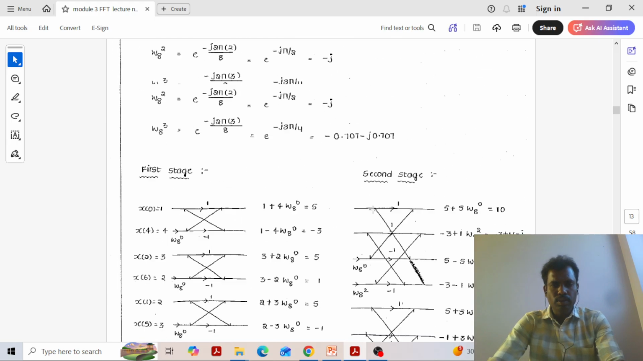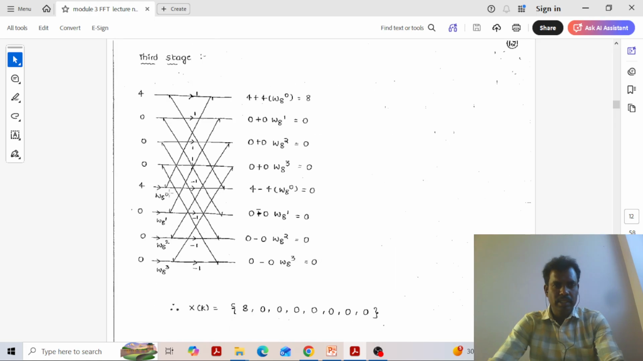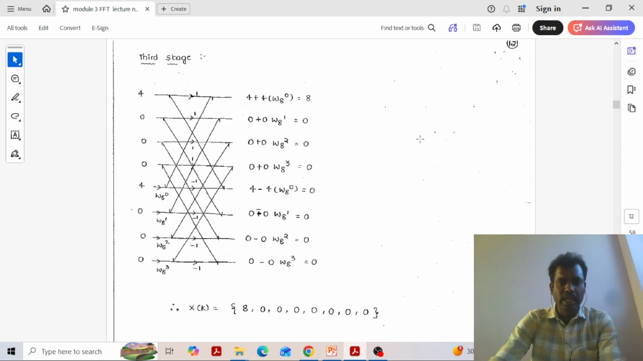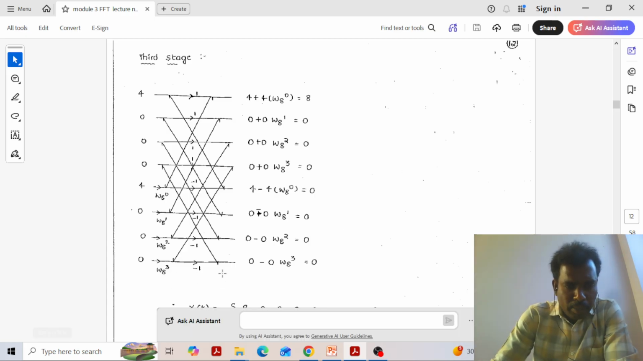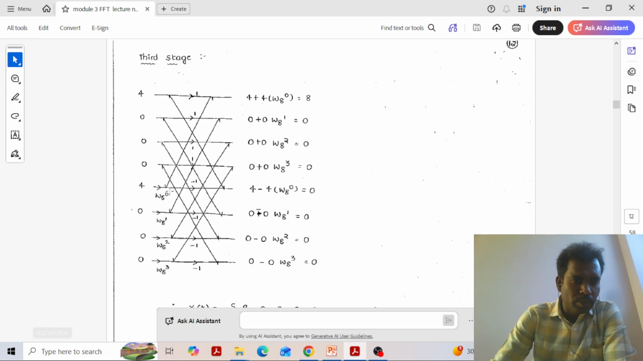Now, how will we choose these twiddle factors? In the third stage, this is the twiddle factor. Actually, in every stage W_n power k is used. So simply in this stage it is W_n power k, where k varies from 0 to n by 2 minus 1.